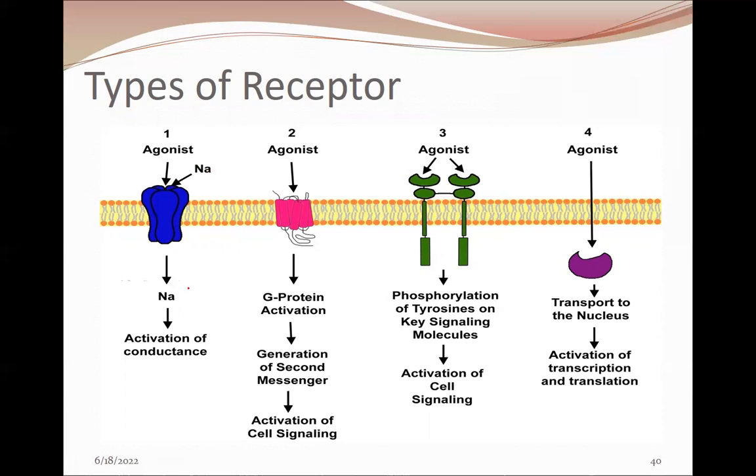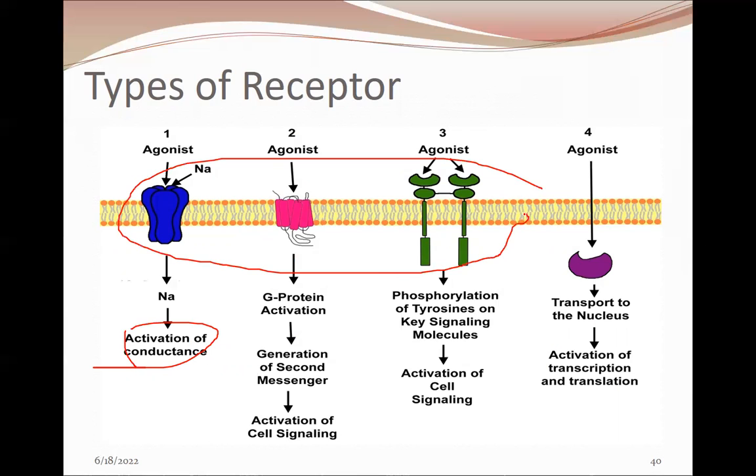We talked about the agonist, where it is either opening or closing of the ion channels, influx of ions, which could lead to activation of conductance. In G protein coupled receptor, there is generation of second messenger and activation of cell signaling. In kinase linked receptor, there is phosphorylation of tyrosine and key signaling molecules, activation of cell signal. And then nuclear receptors, which are located inside the cytoplasm, transported to the nucleus, causing gene transcription. So these three receptors are located on the cell membrane, and this receptor is located inside the cell.